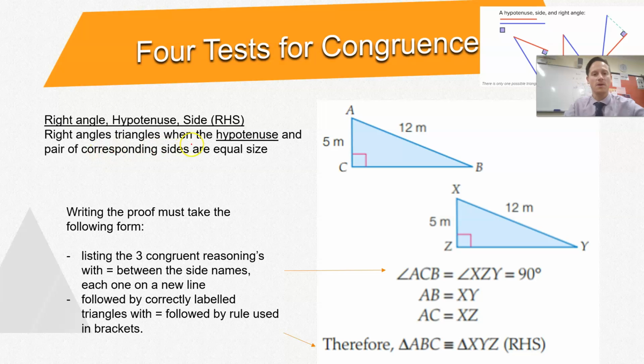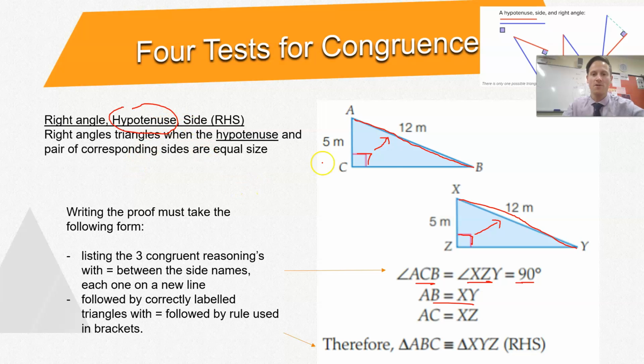So right angled triangles when the hypotenuse and the pair of corresponding sides are equal size. So you need to have a right angle, first of all, and that's really easy. So for the first triangle here, we can see that angle ACB, so this right angle, is equal to angle XZY, which is also the right angle. And that is 90 degrees. So you can state that in this proof. And then we need to do the hypotenuse. Now the hypotenuse is the longest side of a triangle, which is the side that's opposite the right angle. So that's side AB and side XY, and they are equal to each other.